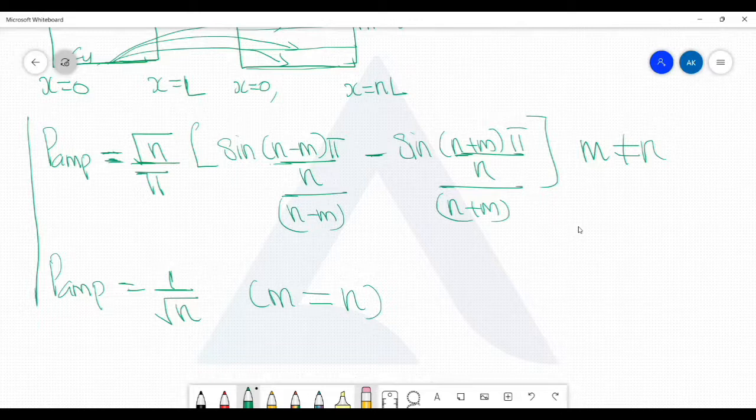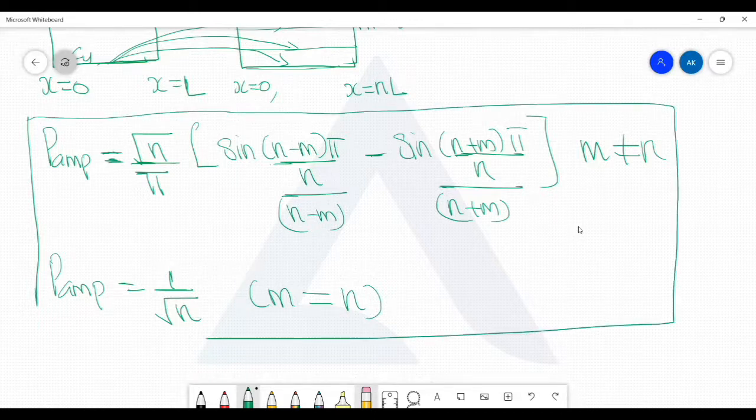So remember, the box is shifted n times, and the particle is in the mth state. If the particle is in the same state, very simple, 1 by root n. If the particle is in a different state, you have to use the above formula. Okay. Let us apply this to some problems.